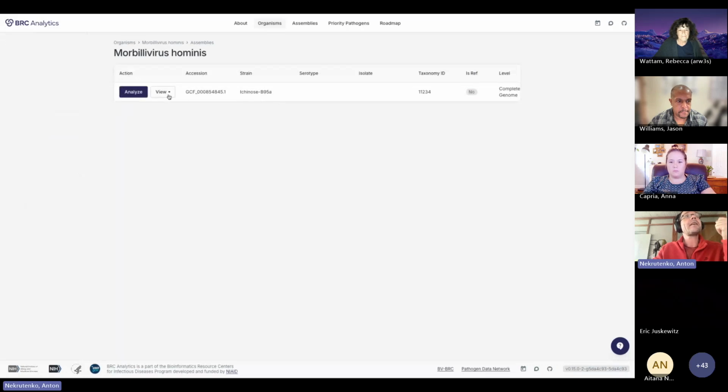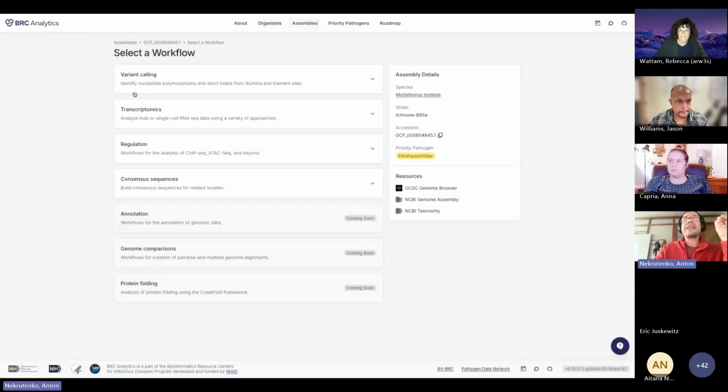For measles, I have one assembly. So BRC Analytics provides you an opportunity to look at the assembly in the browser, go to NCBI datasets, look at taxonomy, all these things, but that's not the killer feature here. The killer feature here is this analyze button. So again, what I'm trying to show you here is a surveillance example. In a surveillance example, you have samples from multiple individuals across geographic locations, times, whatever.